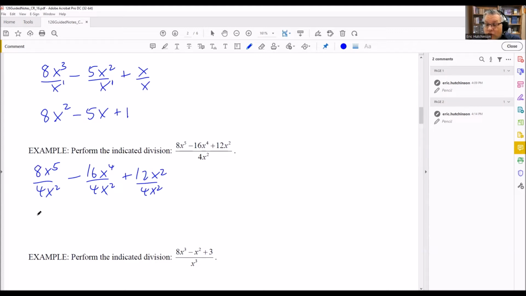8 divided by 4 is 2. And then we subtract the powers on the x's. 5 minus 2 is 3. 16 divided by 4 is 4. And then we're going to subtract the exponents here. 4 minus 2 is 2. 12 divided by 4 is 3. And then the x squareds are going to cancel out altogether. Same thing on top and same thing on the bottom. They cancel out. So we get plus 3 on the end. And then that would be it.